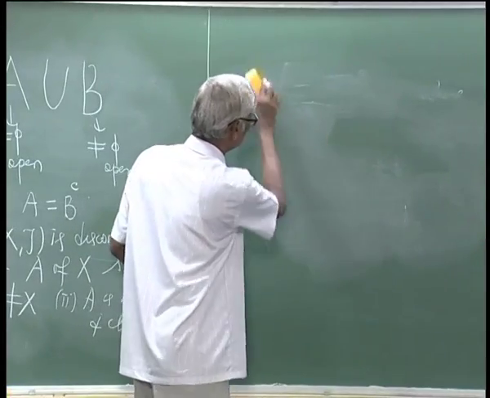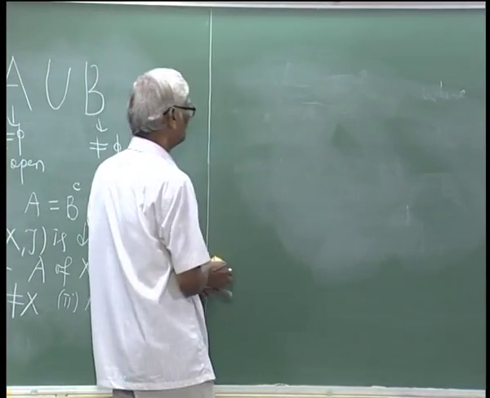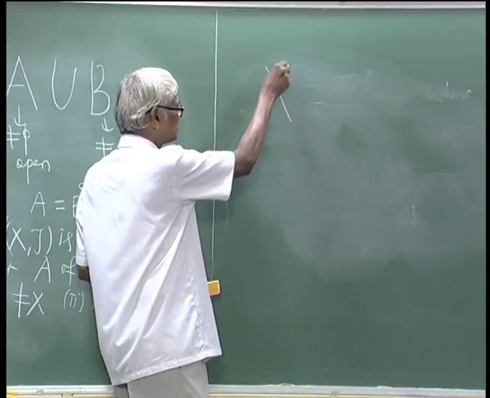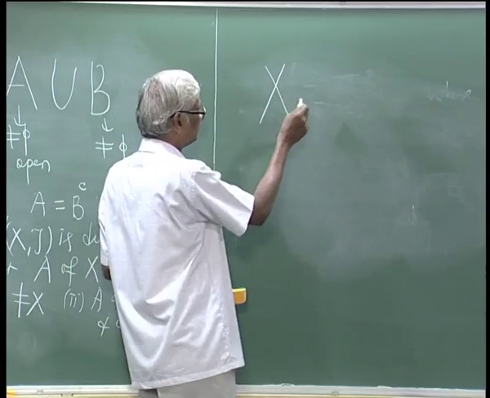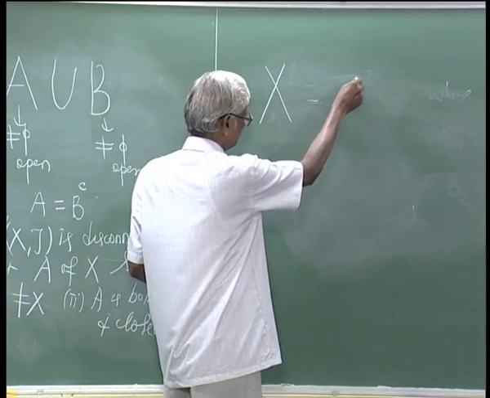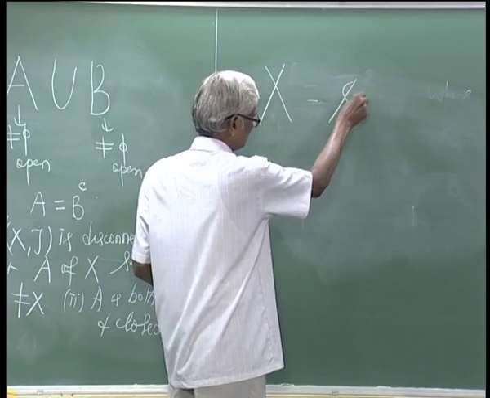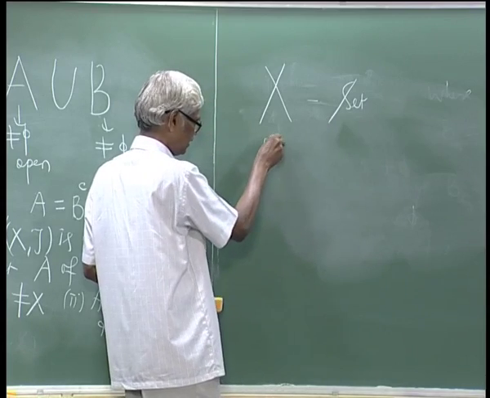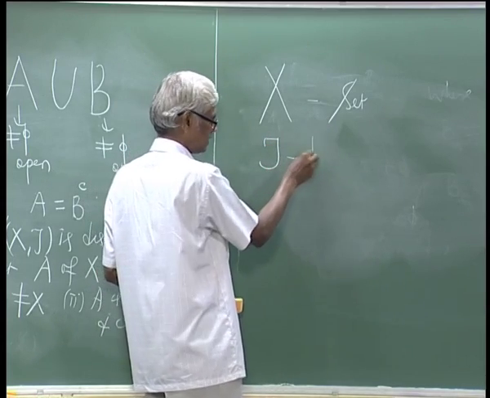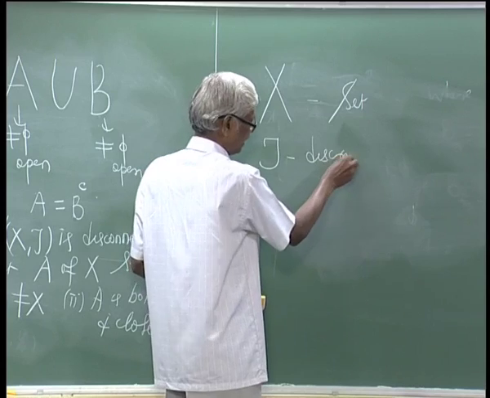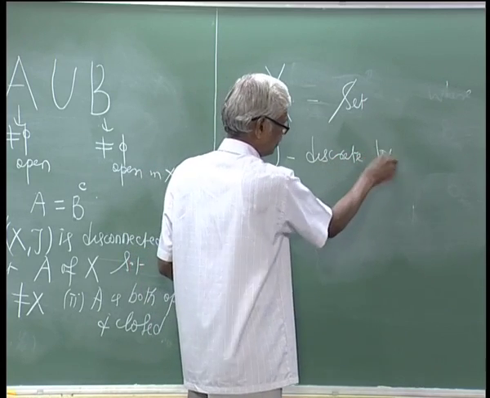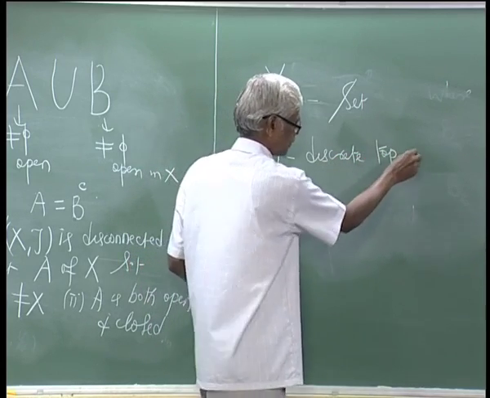So, in effect, let us see what will happen if we start with X, any set, with tau the discrete topological space.